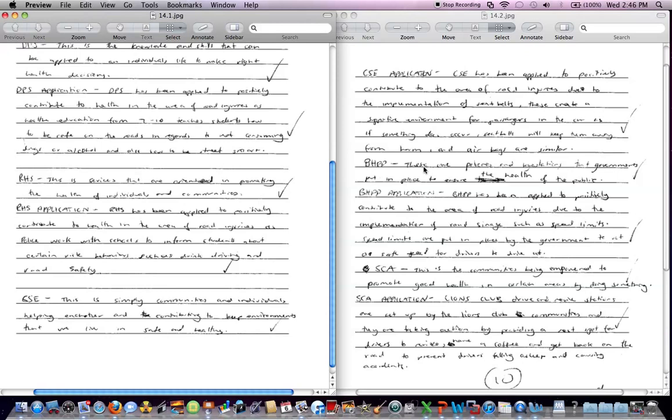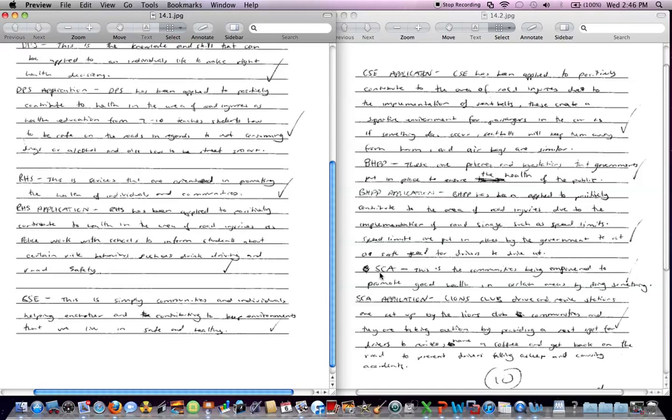Building healthy public policy. These are policies and legislations that the government puts in place. Outstanding. The application has applied to positively contribute to the area of road injuries due to the implementation of road signage such as speed limits. Speed limits are put in place by the government to act as safe speeds for drivers to drive at.